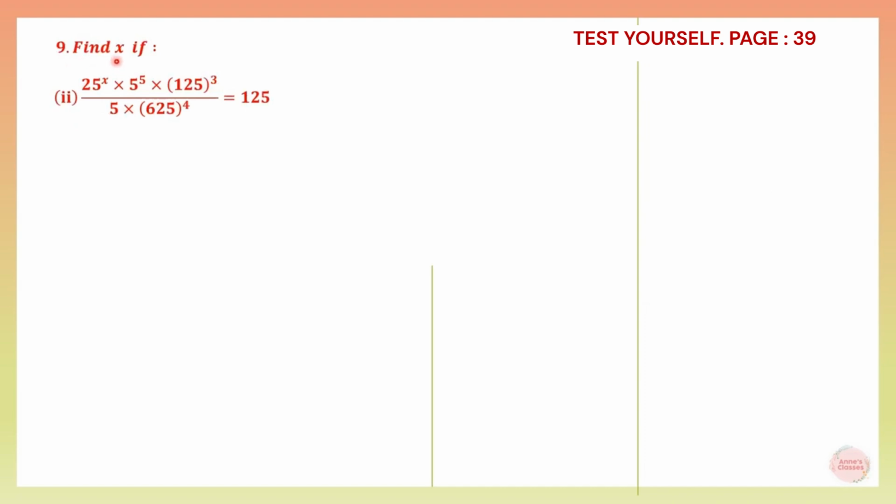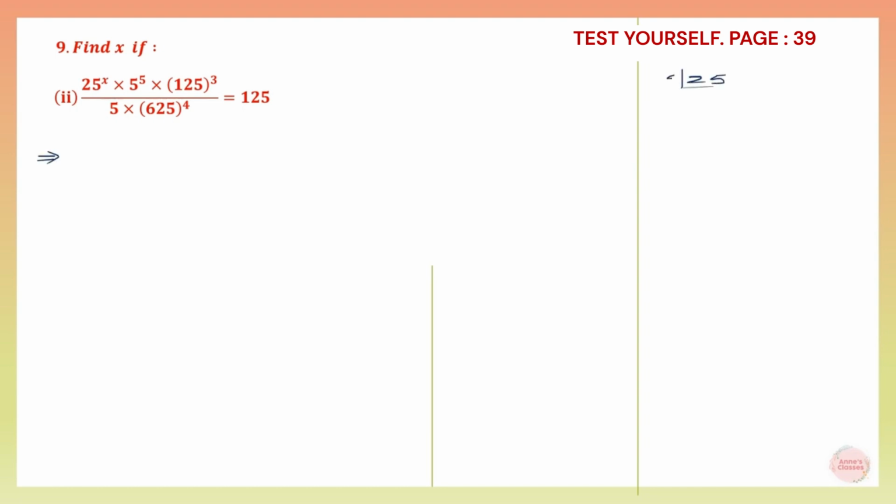Question 9. Find x if. Now look at this whole equation carefully. Now here there are some numbers which are not prime numbers like 25, 125, 625. They are not prime numbers. So what we can do here is find the prime factors of these numbers. So let's begin with the first number, which is 25. So what are the prime factors of 25?